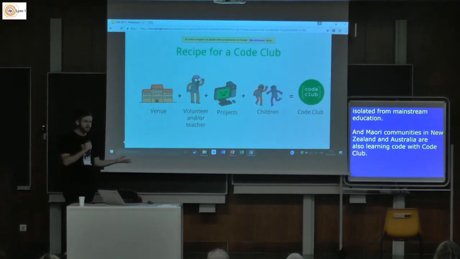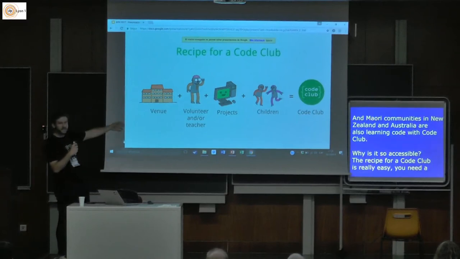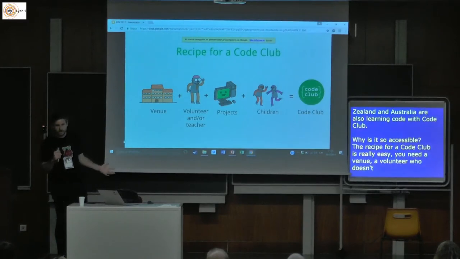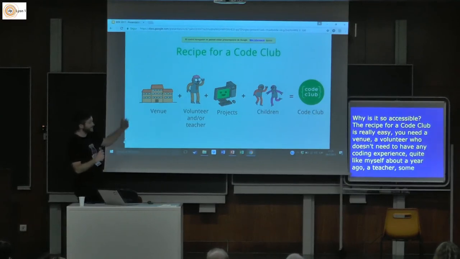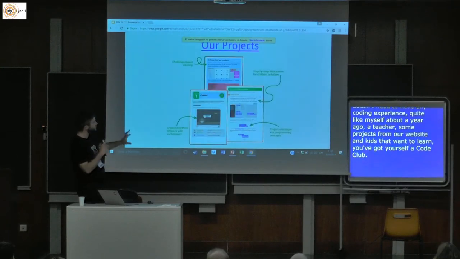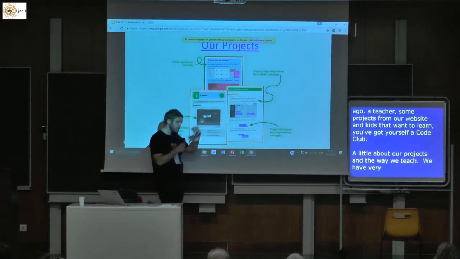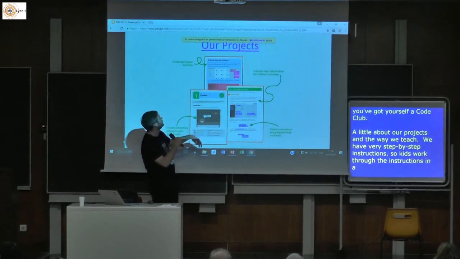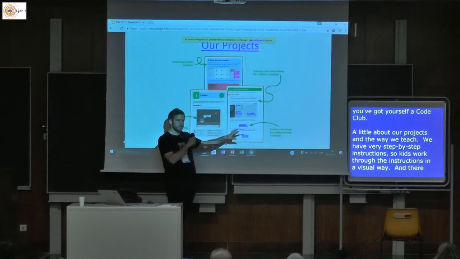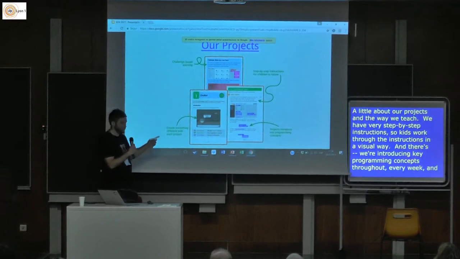Why is it so accessible? The recipe for a code club is really easy. You just need a venue, you need a volunteer who doesn't need to have any coding experience, quite like myself about a year ago, a teacher, and some projects from our website. We have very step-by-step instructions, so the kids work through the instructions in quite a visual way. We're introducing key programming concepts every week. And it means you can create something different with each project.